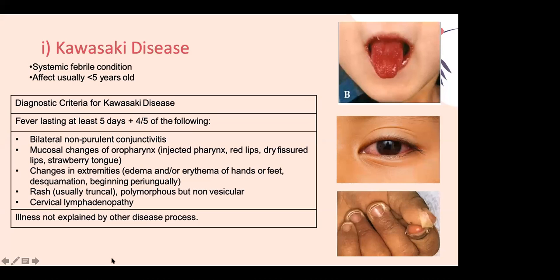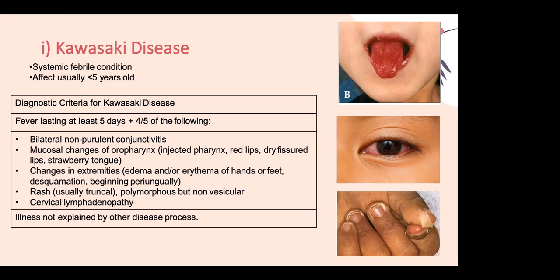Diagnostic criteria for Kawasaki disease: it has fever for at least 5 days, and also four out of the following five, or in the mnemonic CREAM. For the CREAM, we start with C. C is conjunctivitis. And then R for rash, they usually truncal. And then A for adenopathy at the cervical.